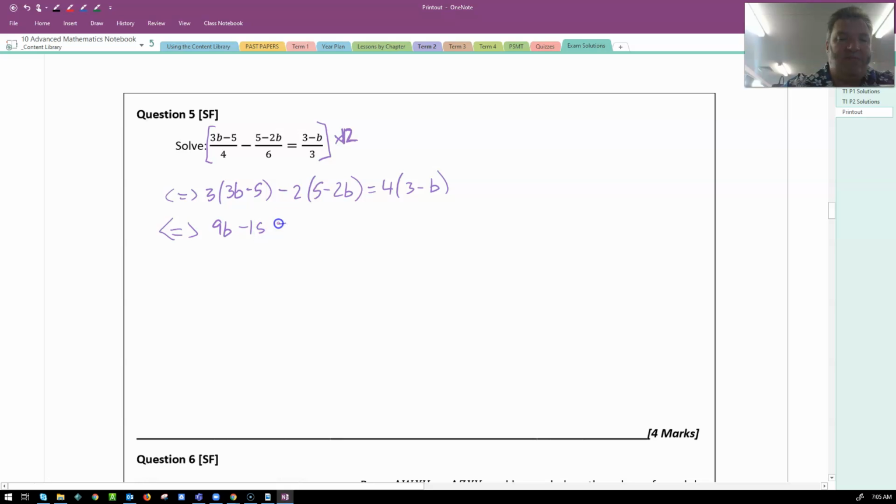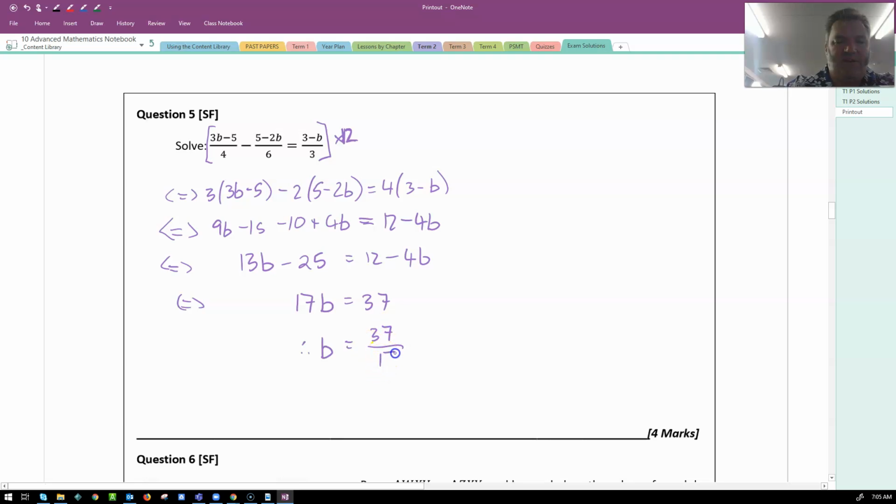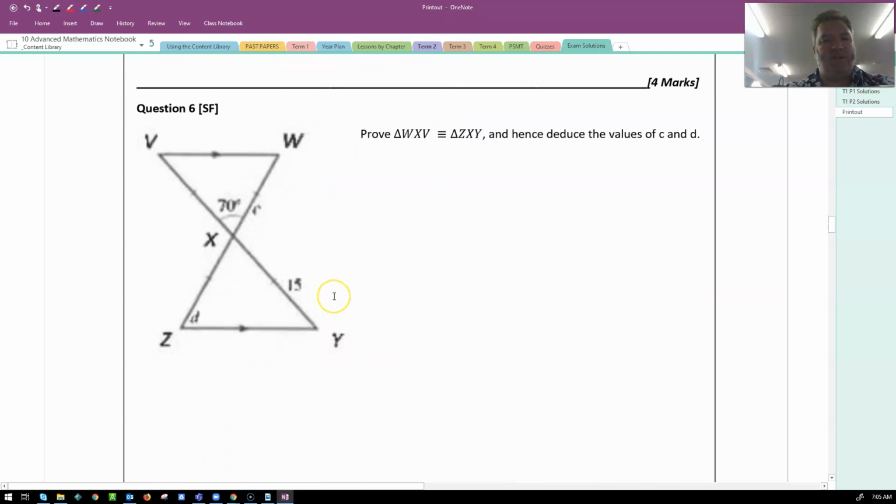9b take 15 minus 10 plus 4b, be careful of that negative and a negative making it positive, equals 12 take 4b. Collect my terms together on the left-hand side. I have 13b take 25 is equal to 12 minus 4b. I am going to add 4b to each side, so I've got my b's together, which means I'm going to add 25 to get rid of the 25 from the left. Adding 4b to each side, I am left with 17b equals 37. Simple division, b equals 37 over 17. 5 questions in and flying.